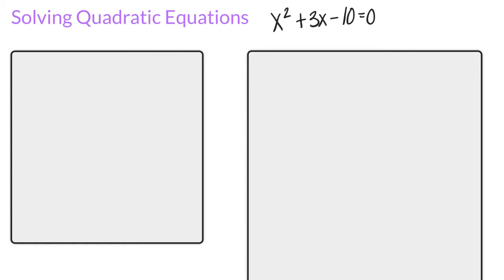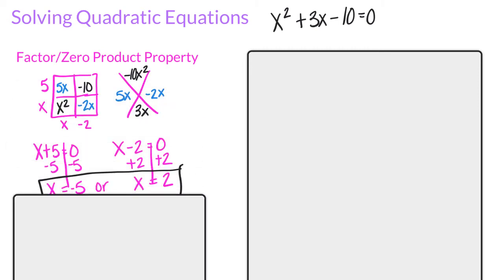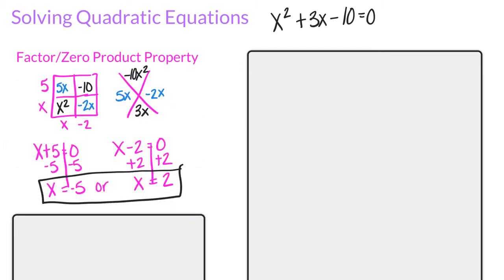There are many different ways to solve a quadratic equation, such as x squared plus 3x minus 10 equals 0. So far in the classroom, we have learned two different methods. The first method is factoring and the zero product property. This requires us to use the generic rectangle and diamond problem and then set each of our factors equal to 0 and solve for x.